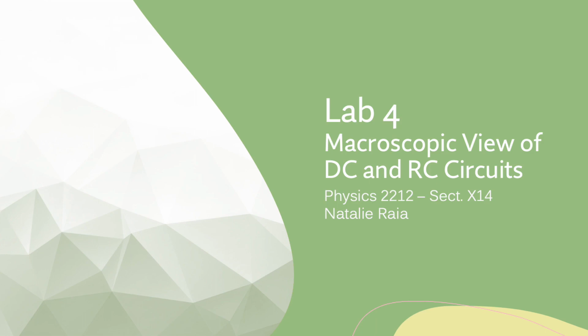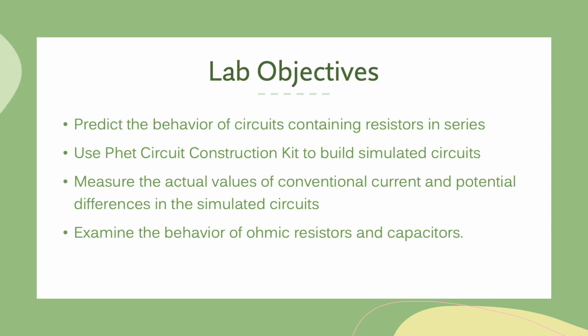Hello, I'm Natalie Rhea. Today I'll be discussing Lab 4, a macroscopic view of DC and RC circuits for Physics 2212. The objectives of this lab included predicting the behavior of circuits containing resistors in series, using PHYS circuit construction kit to build simulated circuits, measuring the actual values of conventional currents and potential differences in the simulated circuits, and examining the behavior of ohmic resistors and capacitors.